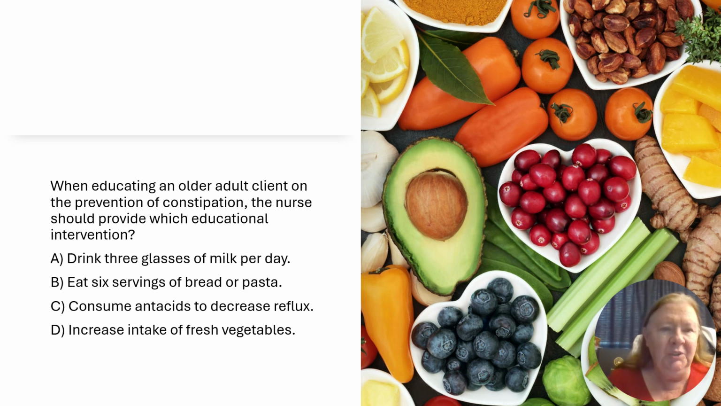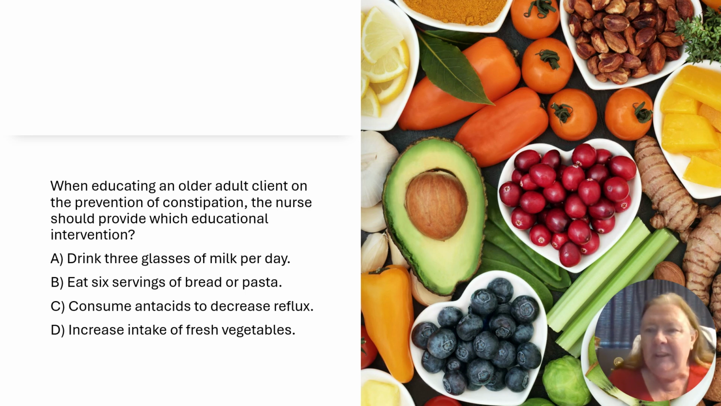So when educating the older adult on the prevention of constipation, the nurse should provide which educational intervention? Okay, and the correct answer is letter D, increase intake of fresh vegetables.